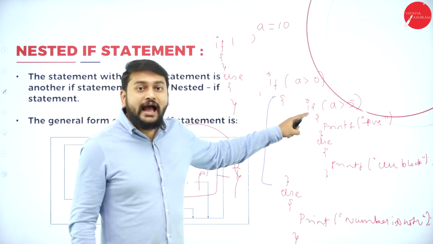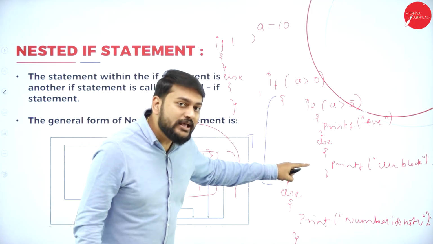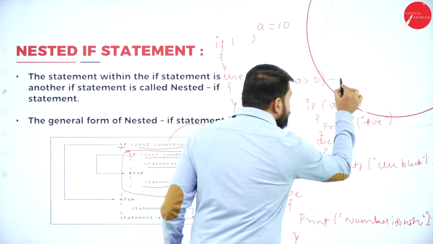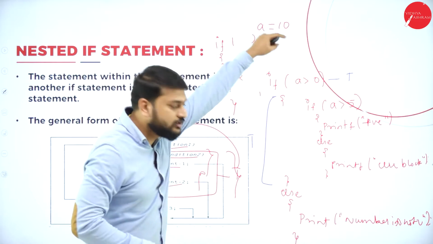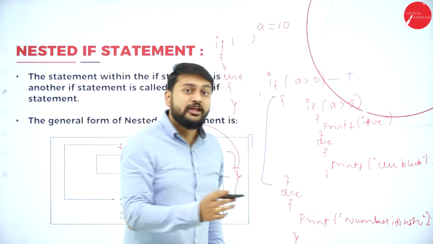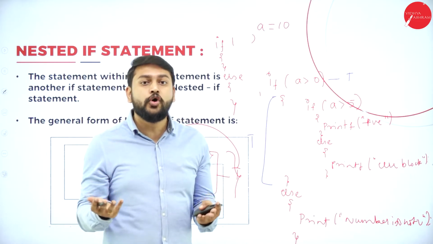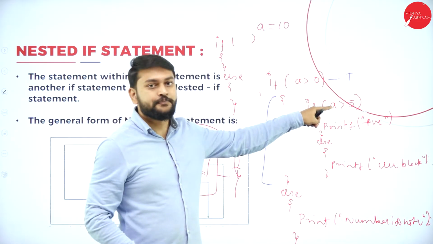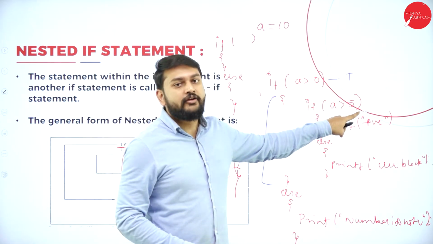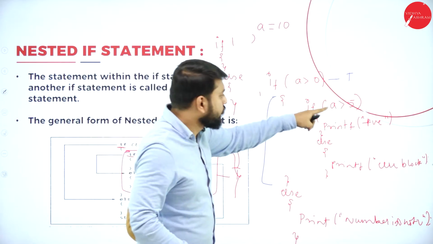So fine, I have this true block. When will I execute this true block? When the condition is true. Imagine this condition is true, so the control will come inside. Again I have an if. If you have an if, what will you do? You will check the condition again. So again I have the condition: A is greater than 5. What is the A value? 10. Yes, of course, this is true.